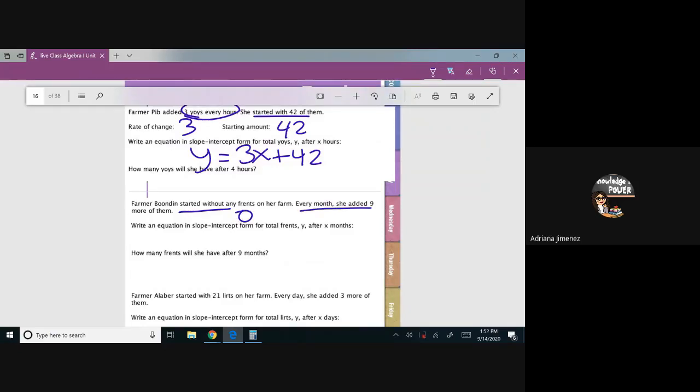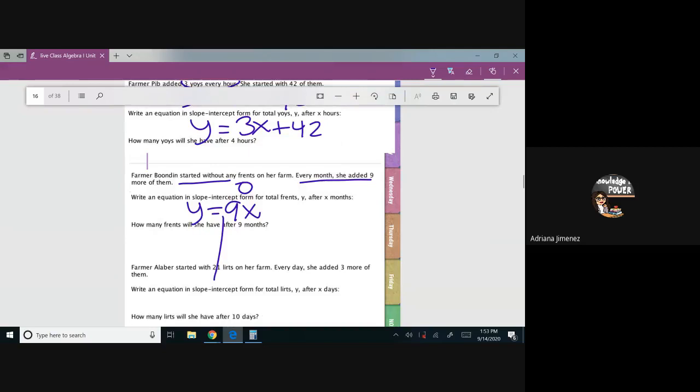Every month you added 9. So is that a positive or a negative 9? What is it, guys? Positive or negative? Positive. So 9x. And that's it.